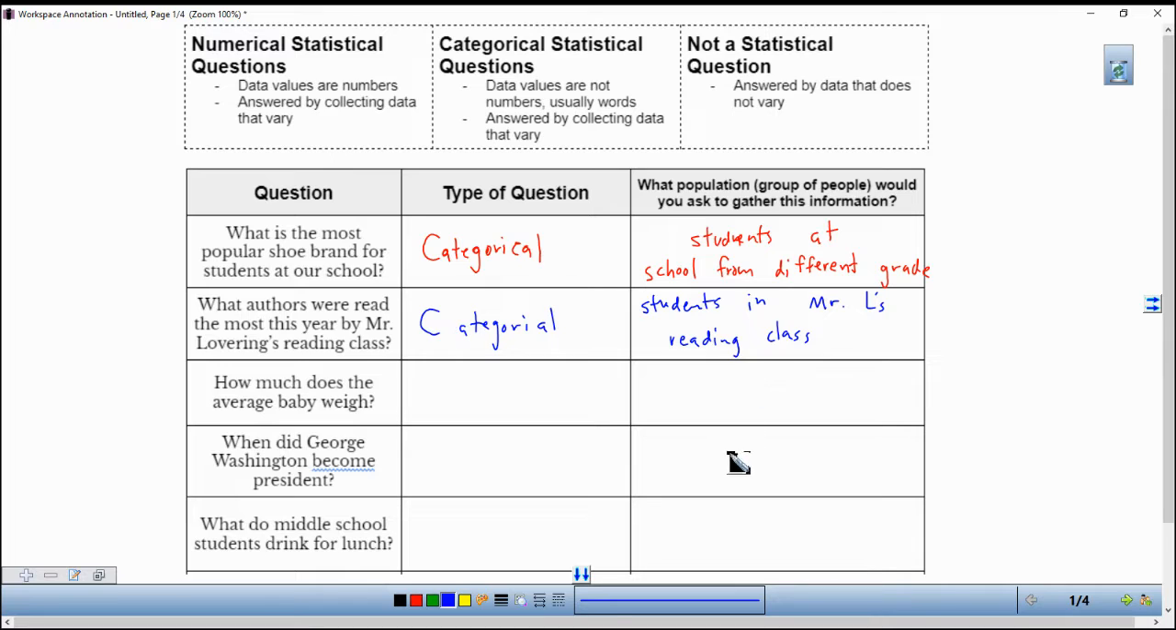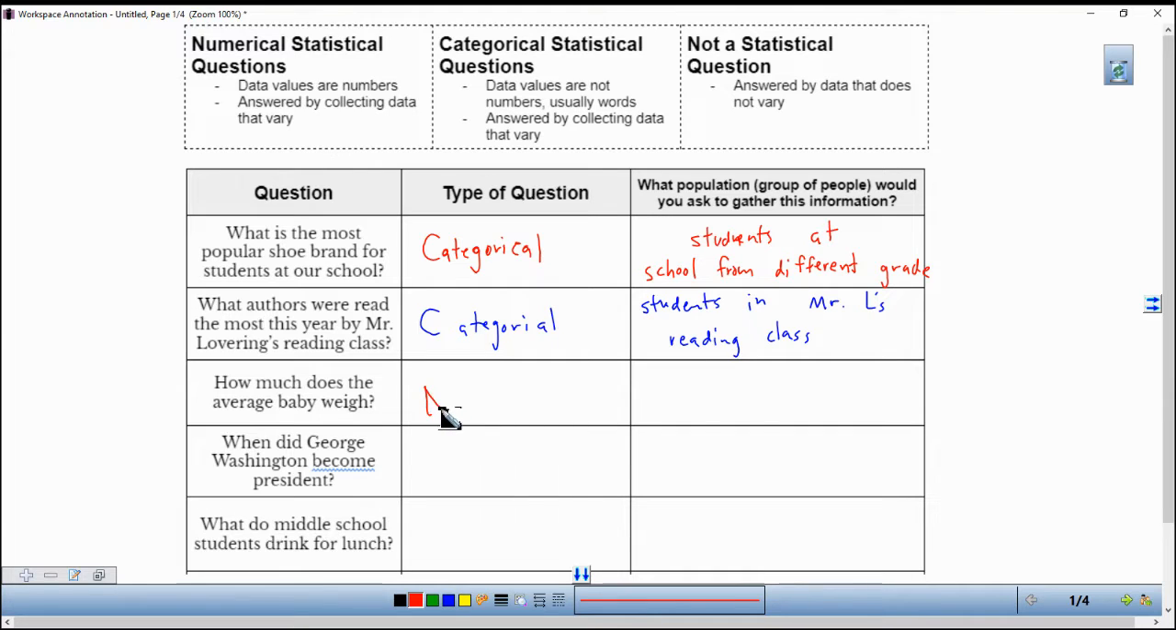That would make the most sense because that's who you're gathering the data from. How much does the average baby weigh? All right, let's think. Is it numerical? Does it gather data that are numbers? Yes. Would the answers vary from baby to baby? Yes, they would. Not every baby weighs the same amount when they're born.